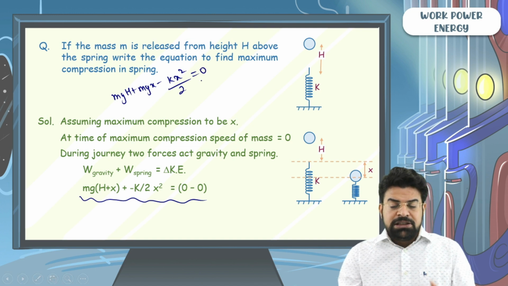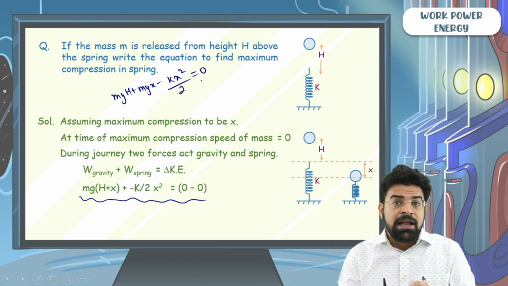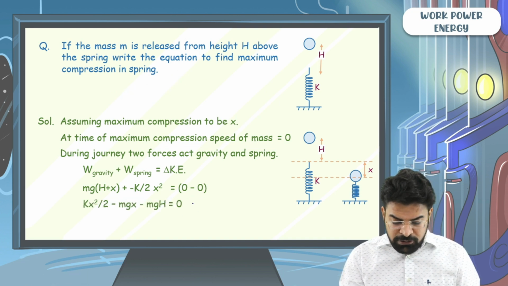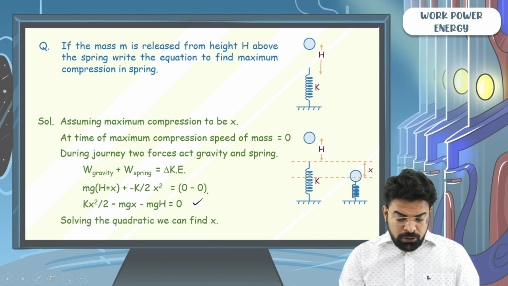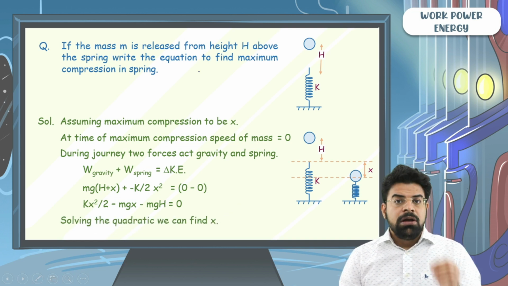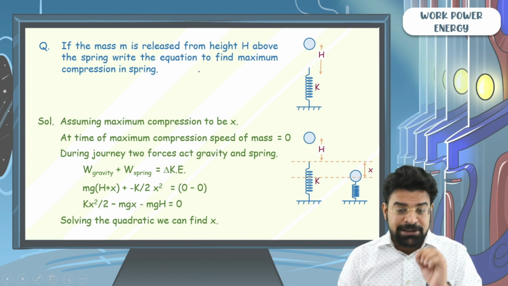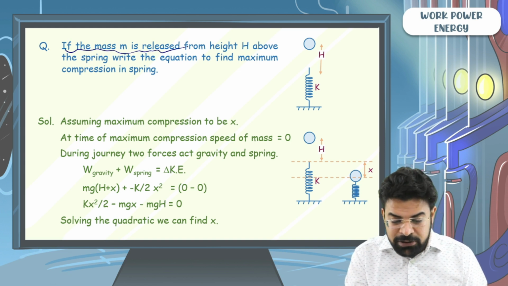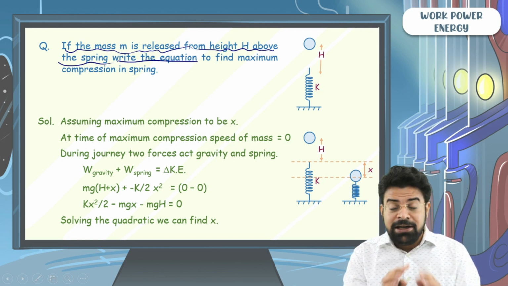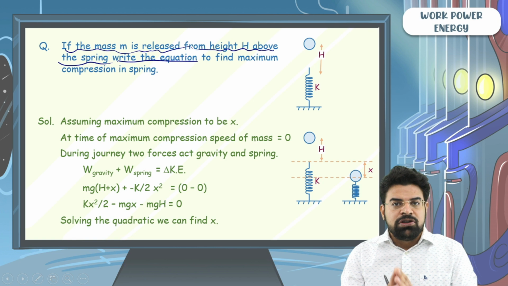You can rearrange this quadratic equation and then solve for x. So on rearrangement, you will get something like this. Solving the quadratic equation, we can find x. And in the question, I said, if the mass m is released from height h above the spring, write the equation. I did not ask you for the answer, I just want the equation.